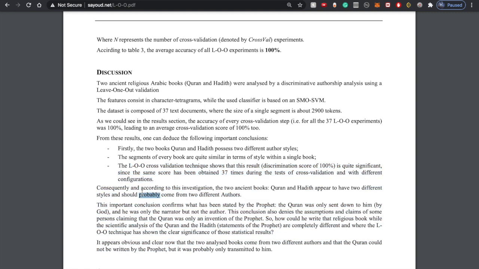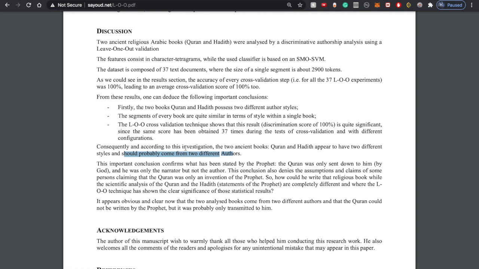So they have different styles and probably different authors as well, they mentioned here. Right? They should probably come from different authors, of course. Especially when you keep the nature of how people speak and the last study in mind.